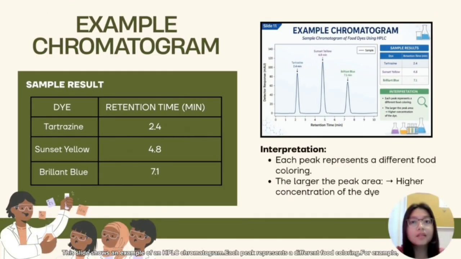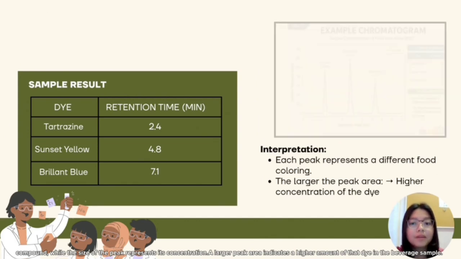This slide shows an example of an HPLC chromatogram. Each peak represents a different food coloring. For example, tartrazine appears at approximately 2.4 minutes, sunset yellow at 4.8 minutes, and brilliant blue at 7.1 minutes. The retention time helps identify the compound, while the size of the peak represents its concentration. A larger peak area indicates a higher amount of that dye in the beverage sample.